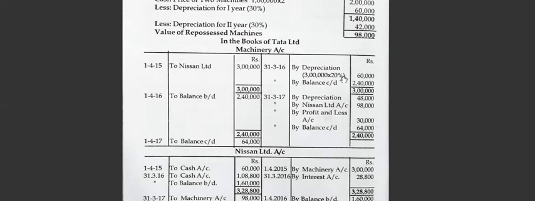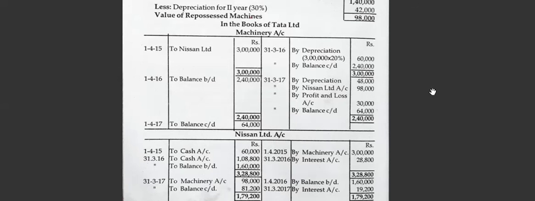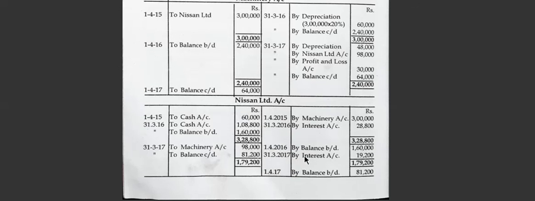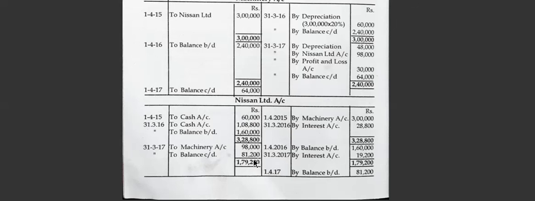Okay, now transfer, total it, balance carried on, balance brought down, then depreciation, balance carried on and brought down. Here also balance carried on, brought down. Now, in the second year what happens is the interest amount will be due but the installment is not paid. So what you will do is pass interest account 19,200. Then what is the value which is retained? The repossessed machinery value you have to show here: Nissan Limited to machinery account 98,000. Okay, so then balance carried on and balance brought down.